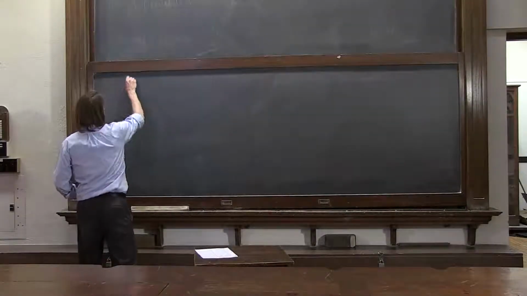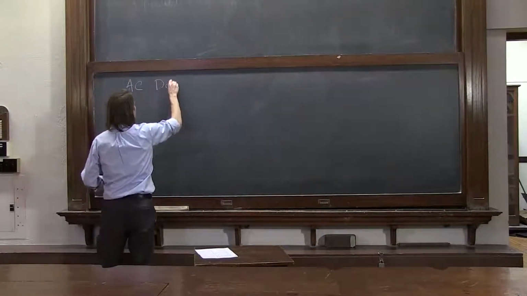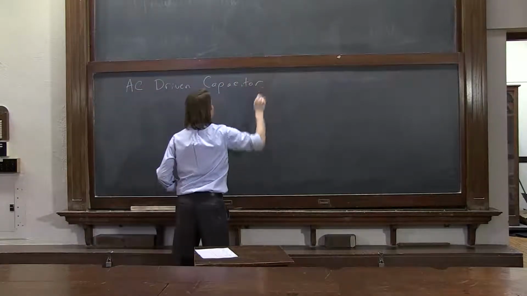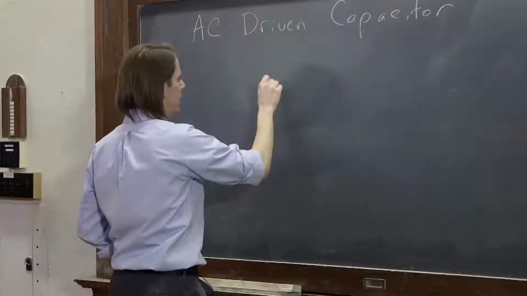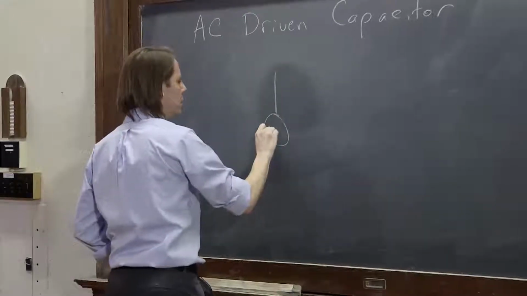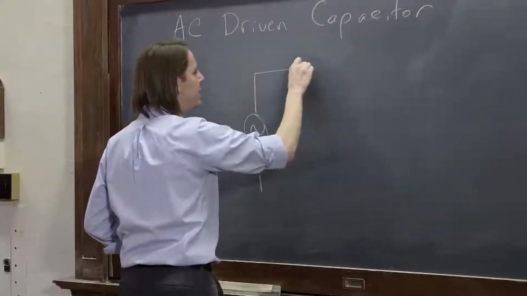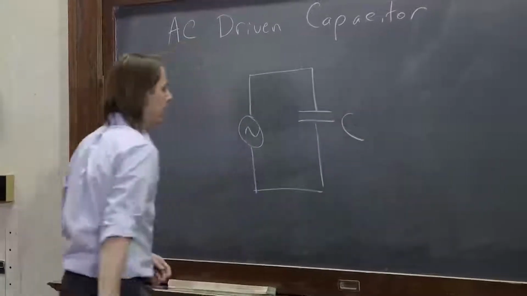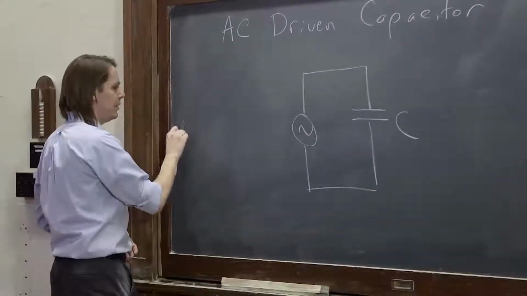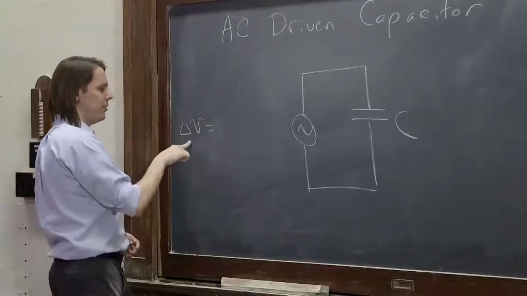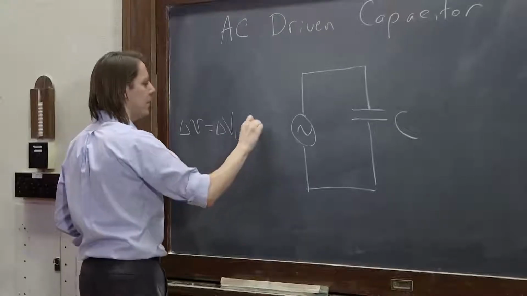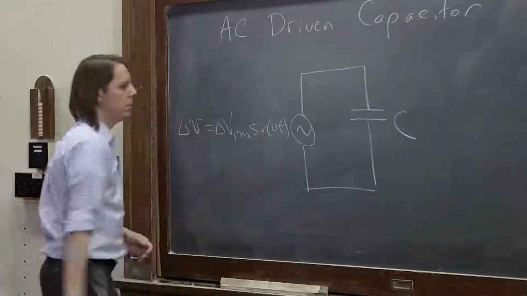Now we will consider an AC-driven capacitor. So again, we have our little AC supply right across the capacitor C, and the little oscillating voltage is delta V max sine omega t.